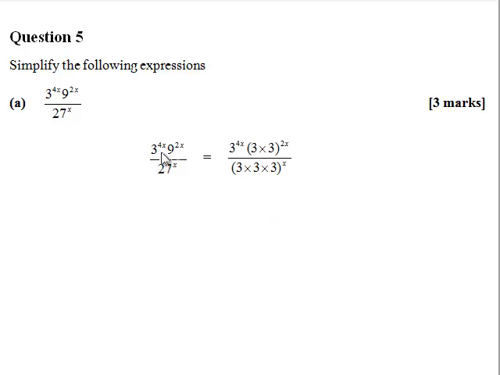So 3 to the 4x is there, there's the 9, 3 times 3 is 9, and there's the 27, 3 times 3 times 3 is 27. Now let's remove the brackets.